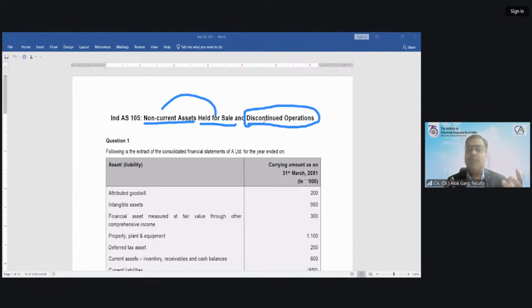Now, moving further, when is a non-current asset held for sale, an individual asset or a group of assets, considered as held for sale in this particular standard? I mean to say, what is the recognition criteria in this particular standard? For example, a building.